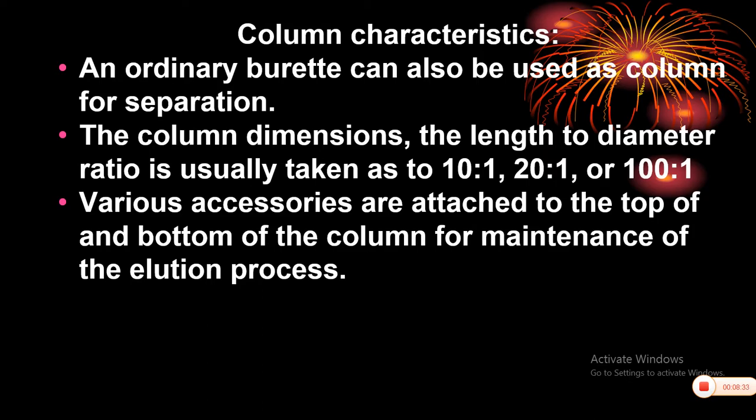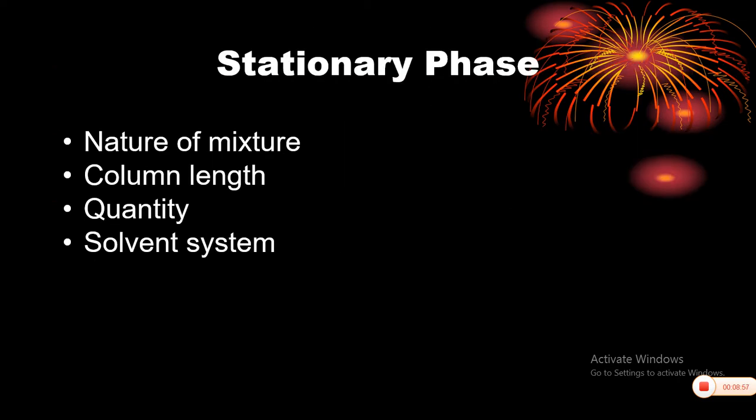as per the requirement. Various accessories, that is attachments, are attached to the top and bottom of the column for maintenance of the elution process. These are common attachments, and they are carefully attached to the column. Readily available columns are there. You can use a burette for the purpose with slight modification in the structure by using some attachments.